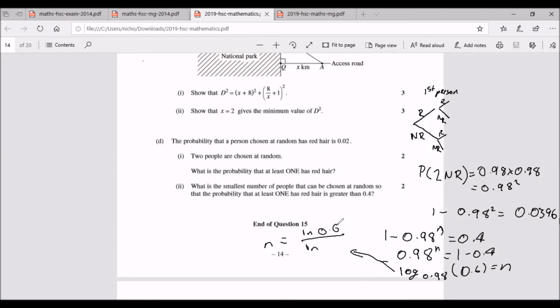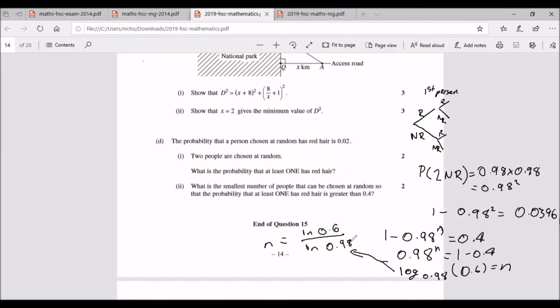I only remember that because I had raised an ln related question. Does that make sense? Yeah. And that's how you do it. And that'll give you the number of people needed for a chance of greater than 0.4.